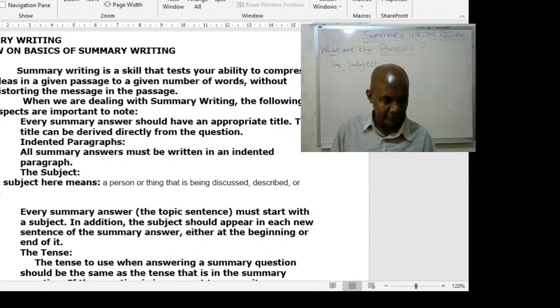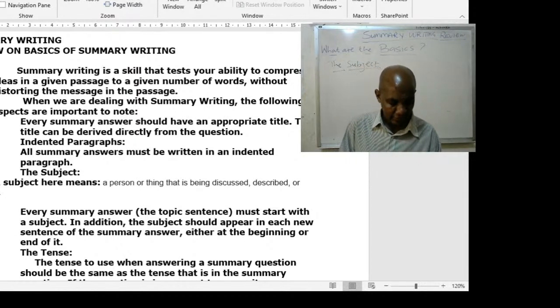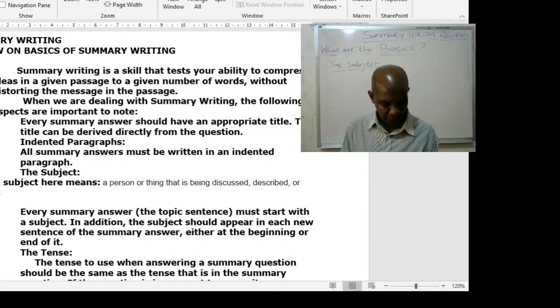So we have said three things here. One, your first sentence in your summary answer, whether it is the rough copy or the fair copy, must include the subject. We have said the subject is that main idea that you are discussing, describing, or dealing with in your answer. The second thing we said, the subject for all the other sentences that appear in your summary paragraph, the subject must appear in the second sentence, third sentence, fourth sentence, either at the beginning or the end.